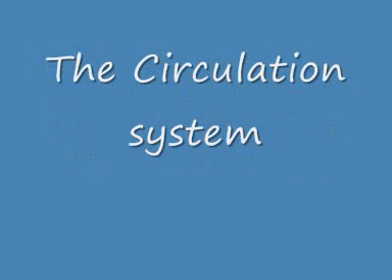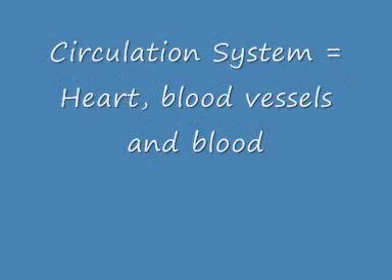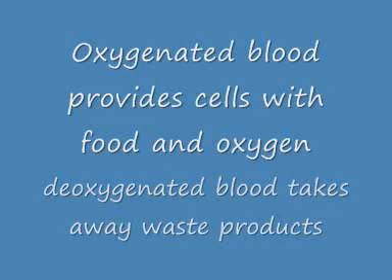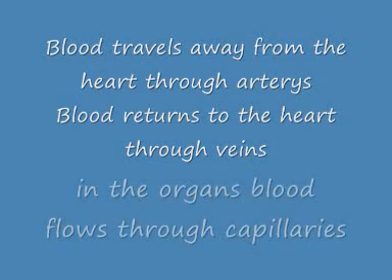The circulation system. The circulation system is made up of the heart, blood vessels, and blood. Oxygenated blood provides cells with oxygen and food, and deoxygenated blood takes away waste products. Blood travels away from the heart through arteries and returns to the heart through veins. In the organs, blood flows through capillaries.